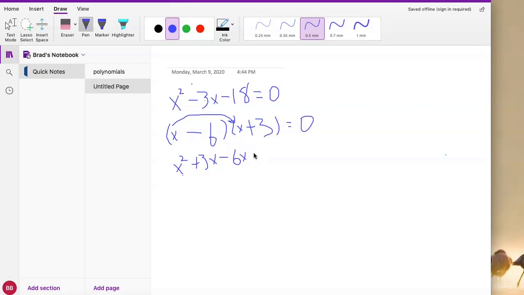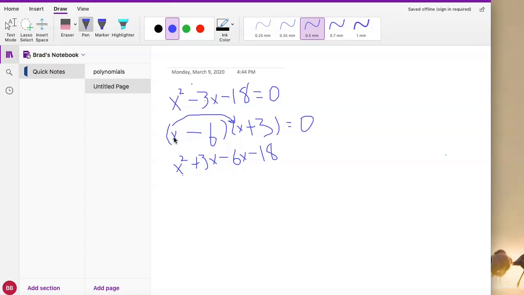And negative 6 times 3 is negative 18, right? Okay, and so this should end up being the same as this. So we have x squared, 3x minus 6x is negative 3x. That's what we had up here, minus 18 equals 0. Okay, so now you've done all this, don't forget that you actually have to solve it, right? And we want in each of these parentheses one answer that equals 0.